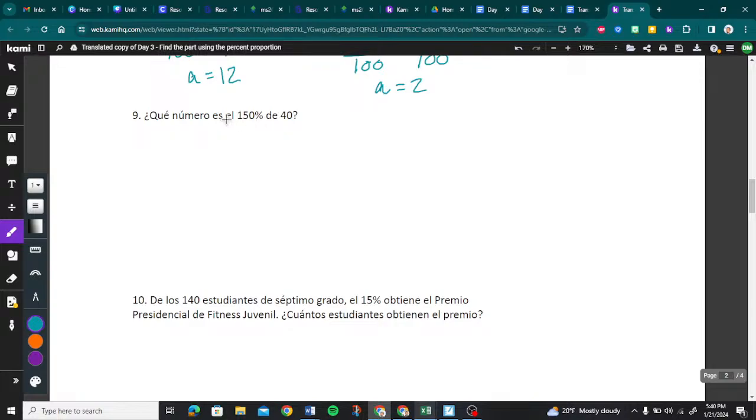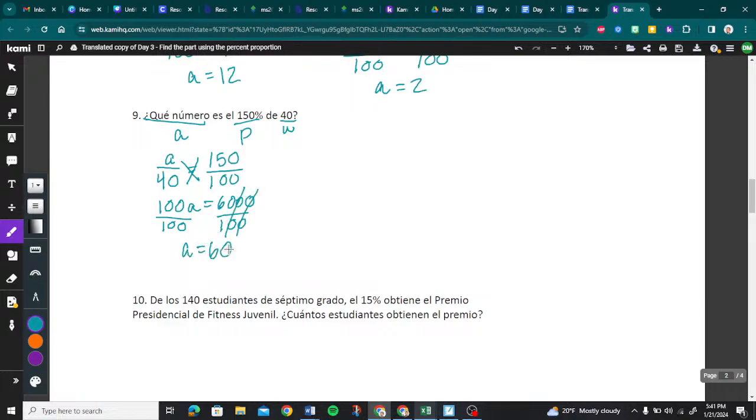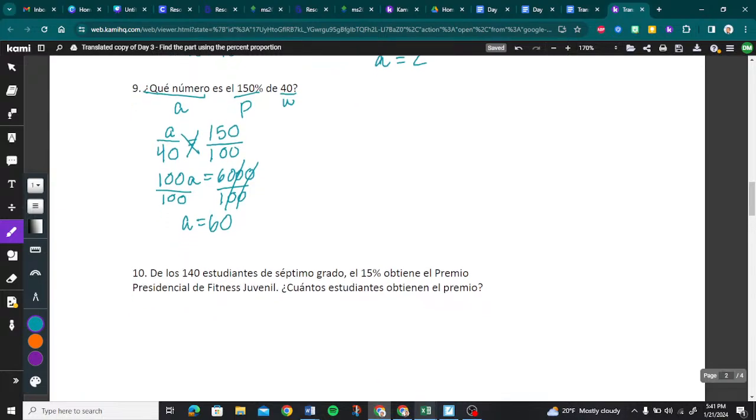¿Qué número es 150 percentage de 40? So, 'cual numero' is la part, 150 is the percentage, and 40 is el todo. So we have la part, el todo, el percentage, 100, cross multiply, 100A equals 40 times 150 gives us 6,000. Divide both sides by 100, and A is 60. La part es 60. All right.